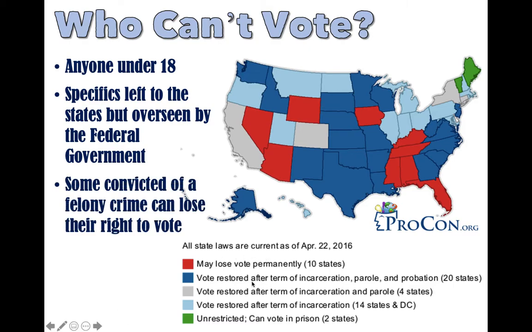So in Wisconsin, if you are a convicted felon, your vote is restored after your term of incarceration, parole or probation, which takes place in 20 states. In these red states, which there's 10 of them, you may lose your vote permanently if you're a convicted felon. And then you can see based off of the different colors how that breakdown works.